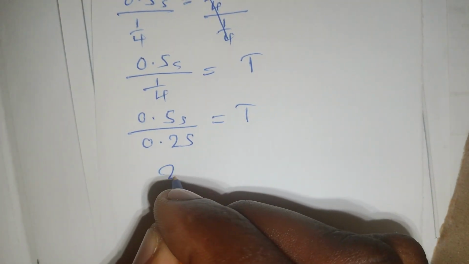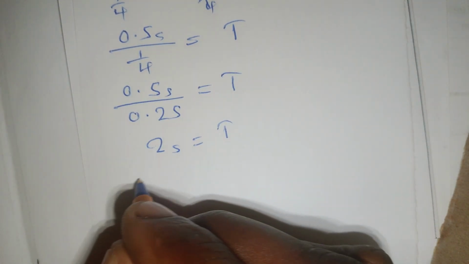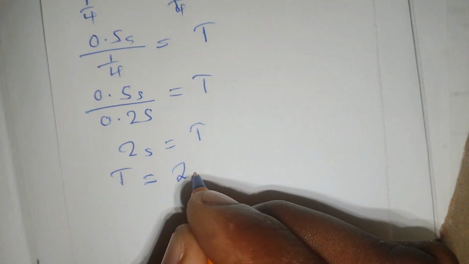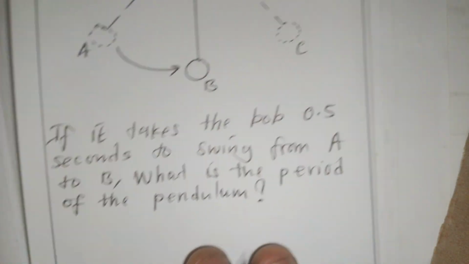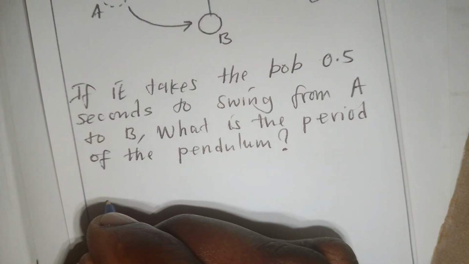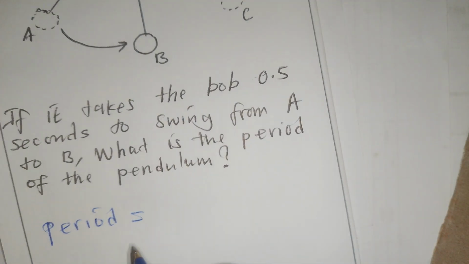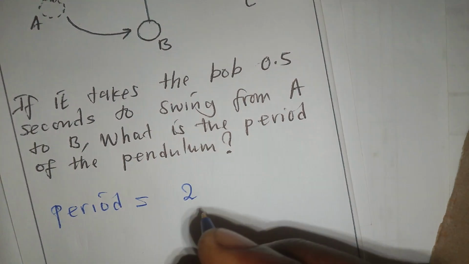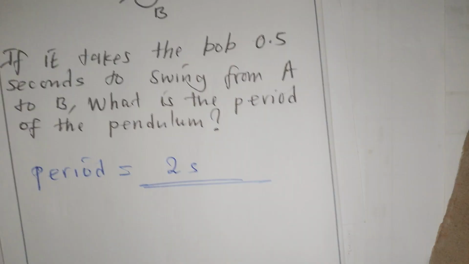So 2 seconds is equal to your period. You can write this in the correct way: period is equal to 2 seconds. Then you come here, you answer: period is equal to 2 seconds. You have answered this question.